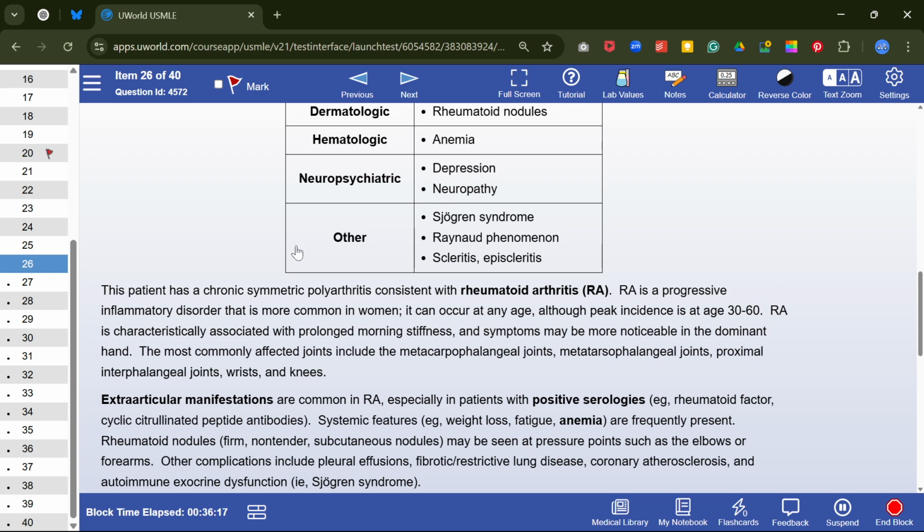Extra-articular manifestations are common in RA, especially in patients with positive serology, rheumatoid factor, and anti-citrullinated peptide antibody (anti-CCP antibody). Systemic features such as weight loss, fatigue, and anemia are frequently present. Rheumatoid nodules, firm, non-tender subcutaneous nodules, may be seen at pressure points such as the elbows and forearms. Other complications include pleural effusion, fibrotic or restrictive lung disease, coronary atherosclerosis, and autoimmune exocrine dysfunction.